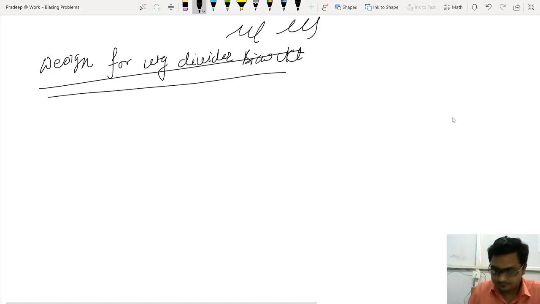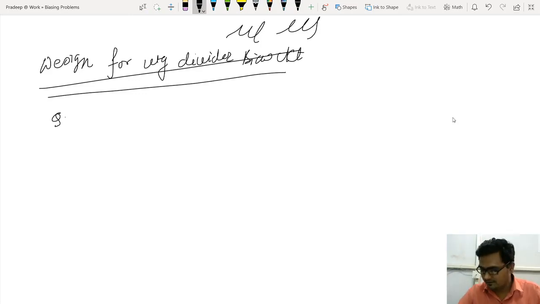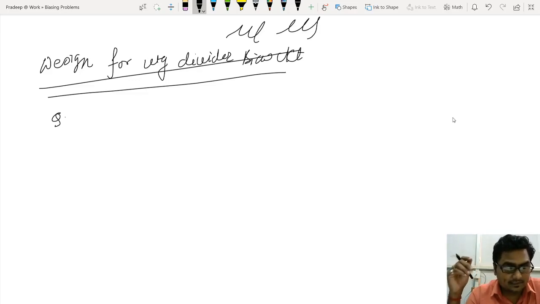Let me write down the question. Let me read the question and then we will start. See, the question is: design a voltage divider bias circuit for the following specifications. The specifications given are HFE 145, stability factor is also given, that is 7.5, voltage across emitter resistor, that is 3 volt, VCC 15 volt is given, and Q point is specified.